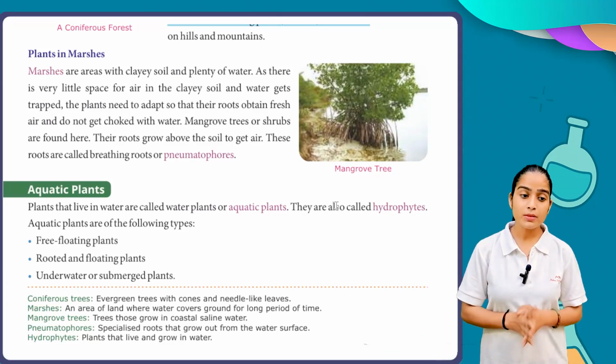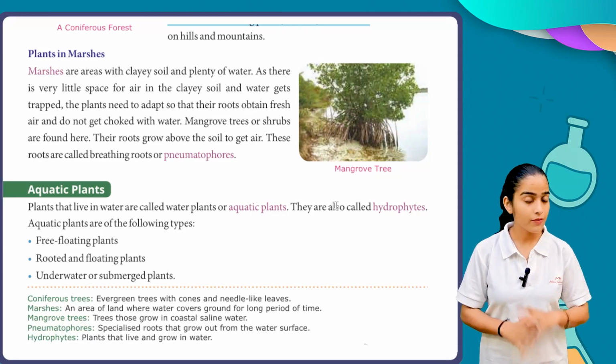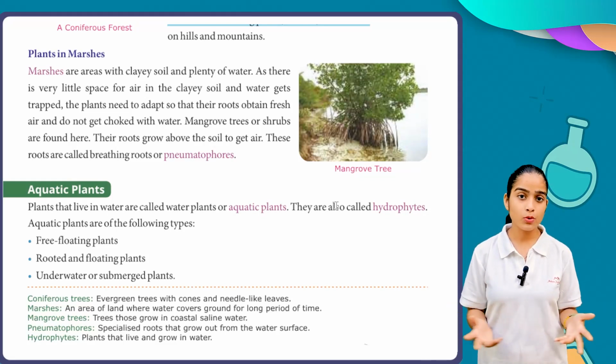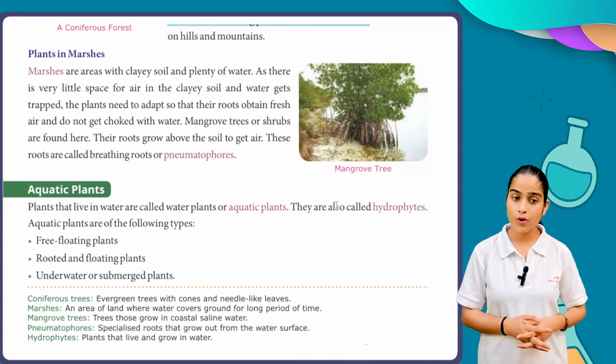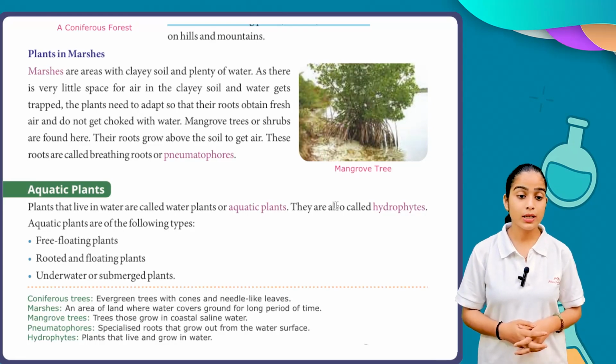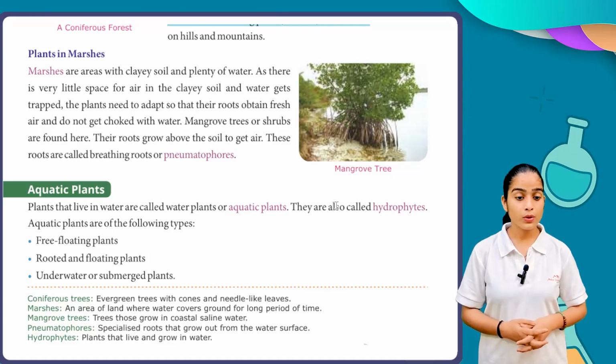Plants in marshes. Marshes are areas with clayey soil and plenty of water. So in this area, we have a lot of soil and a lot of water. So they have good growth, because we need both things for good growth, soil and water. As there is very little space for air in the clay soil and water gets trapped, the plants need to adapt so that their roots obtain fresh air and do not get choked with water.